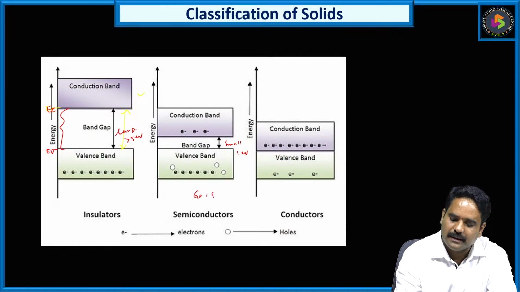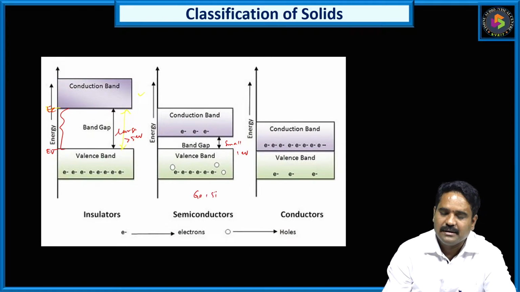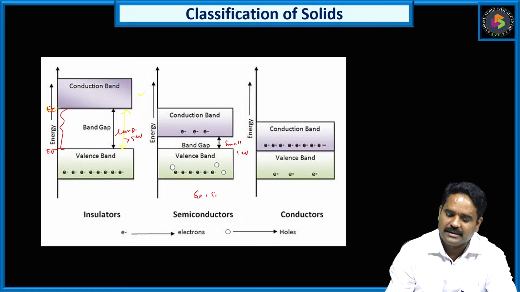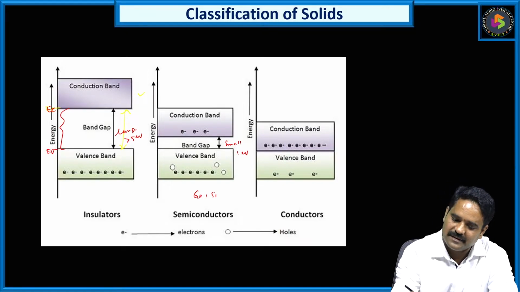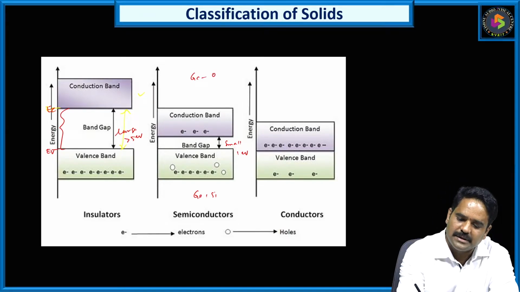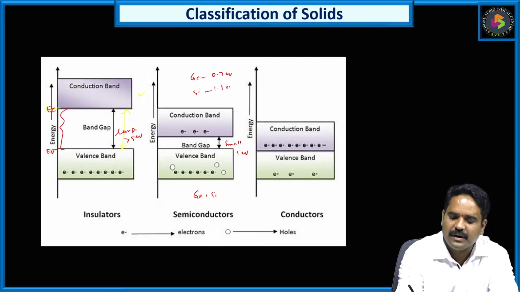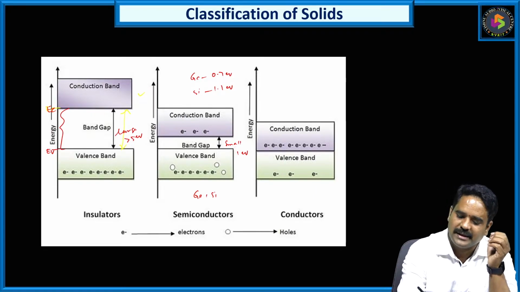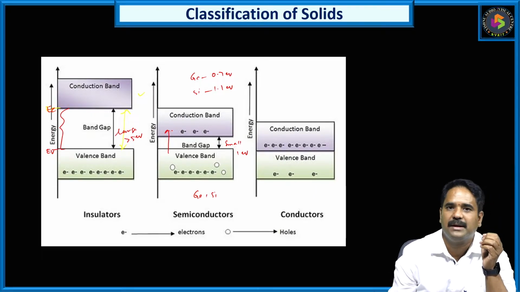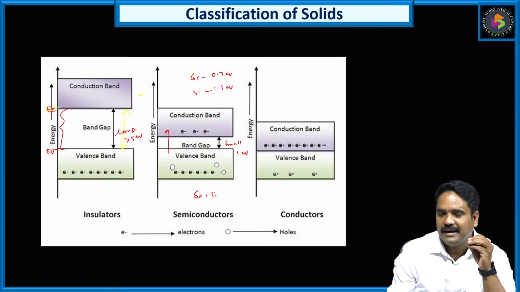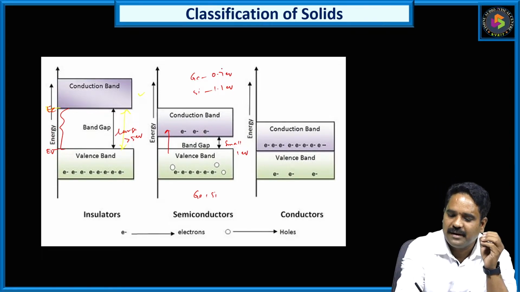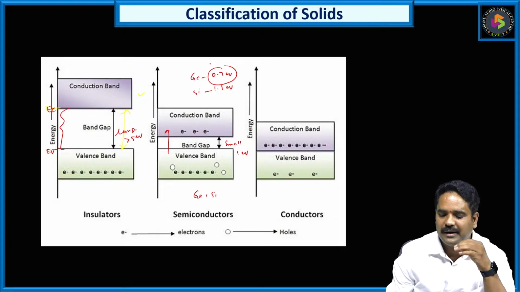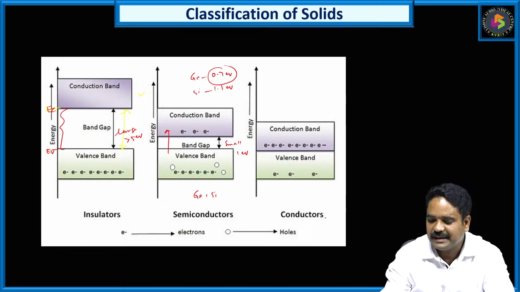Germanium and silicon are the best examples of elemental semiconducting materials. In case of germanium, the energy gap is 0.7 electron volt. In case of silicon, the energy gap is 1.1 electron volt. The energy gap is the minimum energy required to excite an electron from the valence band to the conduction band. So to make conduction, in case of germanium, 0.7 electron volt is the minimum energy required to excite an electron from the valence band to the conduction band. And the last, conductors.